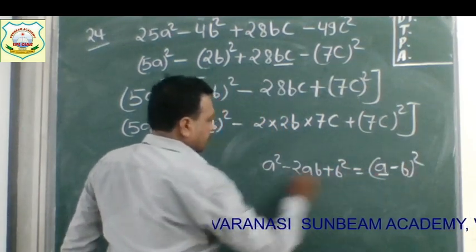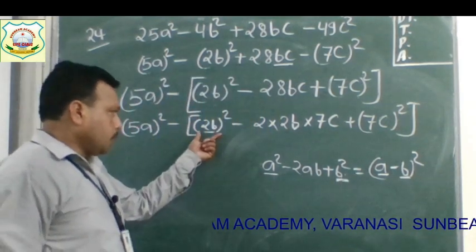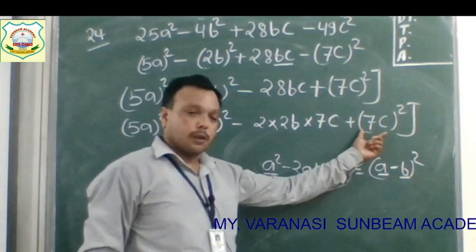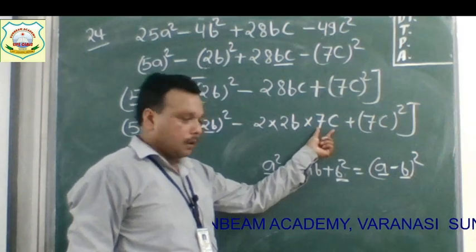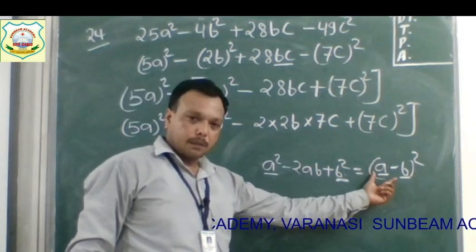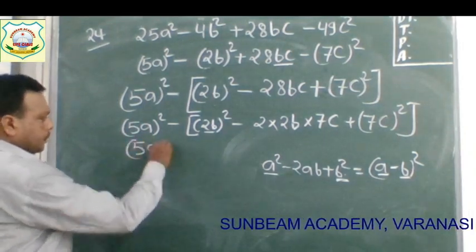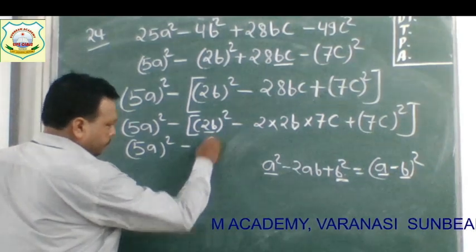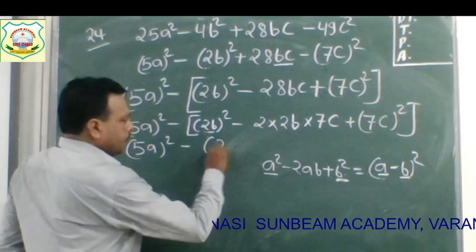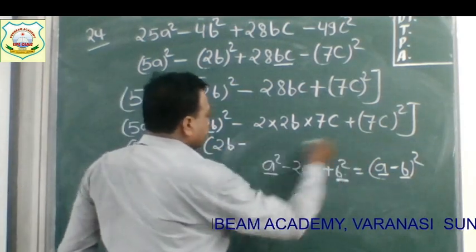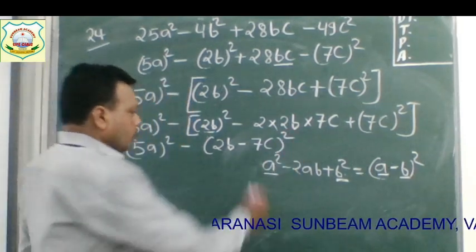So, a is this form and b is this form. Similarly, 2b whole square is a square, 7c whole square is b square, minus 2 into a into b. So what can we write? We can write this way, a minus b whole square. So we will write 5a whole square, it is okay, minus, 2b is a, 2b minus 7c whole square. You will write 2b minus 7c whole square.